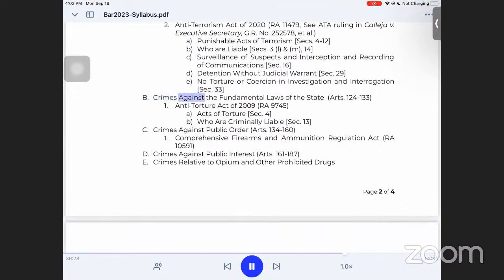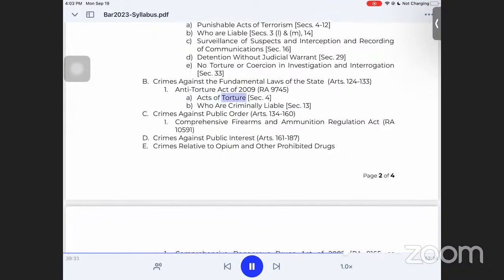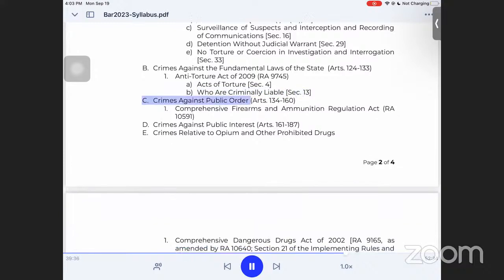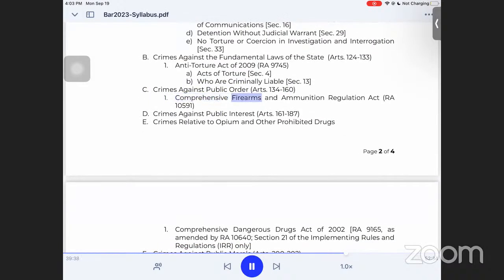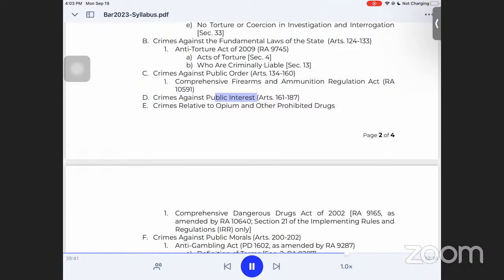B. Crimes against the fundamental laws of the state, Arts. 124-133. 1. Anti-Torture Act of 2009, RA 9745. A. Acts of Torture, Sec. 4. B. Torture Libel, Sec. 13. C. Crimes against Public Order, Arts. 134-160. 1. Comprehensive Firearms and Ammunition Regulation Act, RA 10591. D. Crimes against Public Interest, Arts. 161-187.